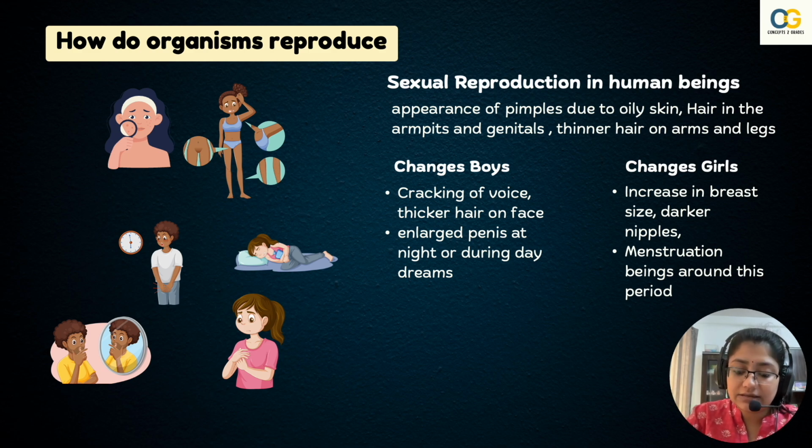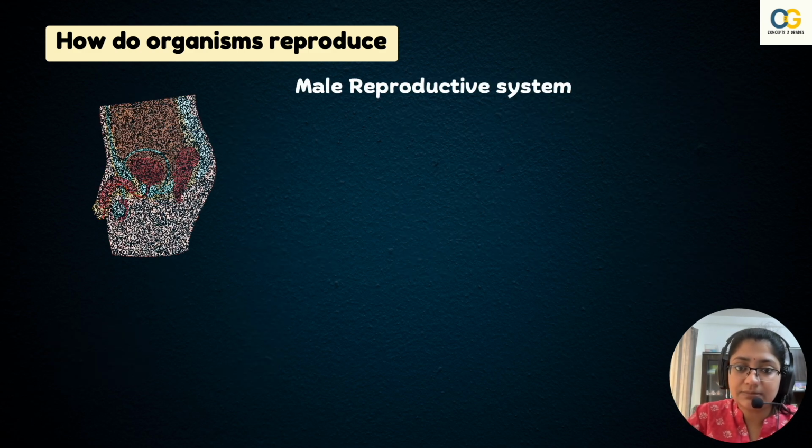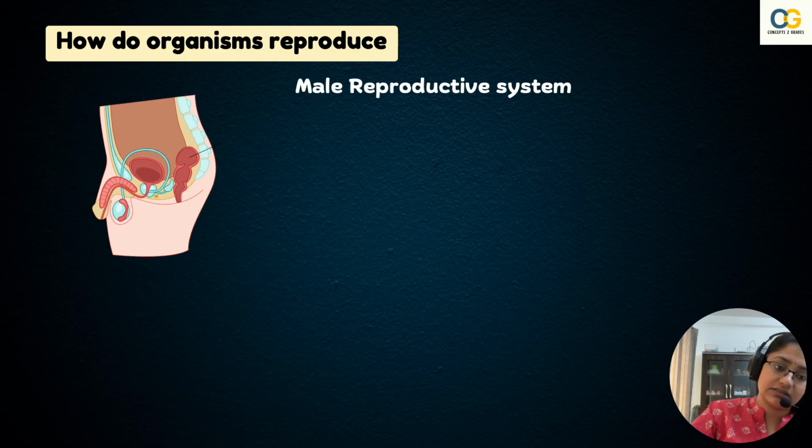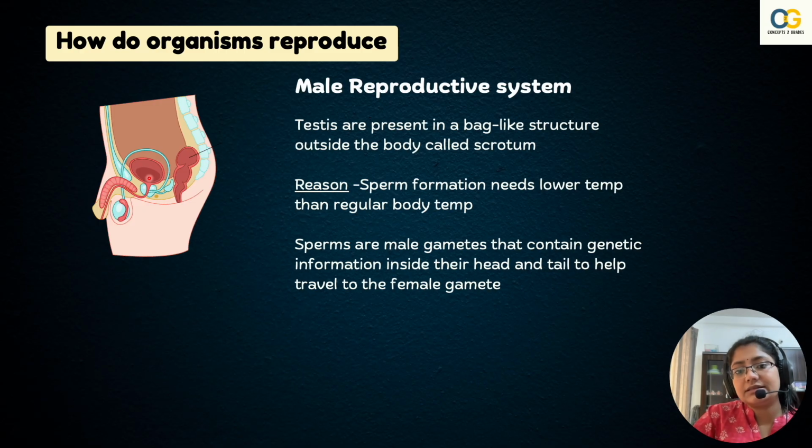So now let us look at the male reproductive system. The male reproductive system consists of a pair of testes, a penis, which is a muscular body, a vas deferens, a seminal vesicle, and a prostate gland. So all these organs together form the male reproductive system.